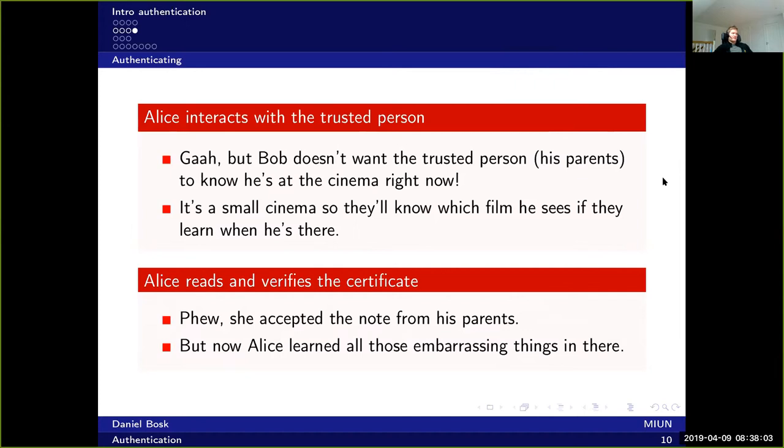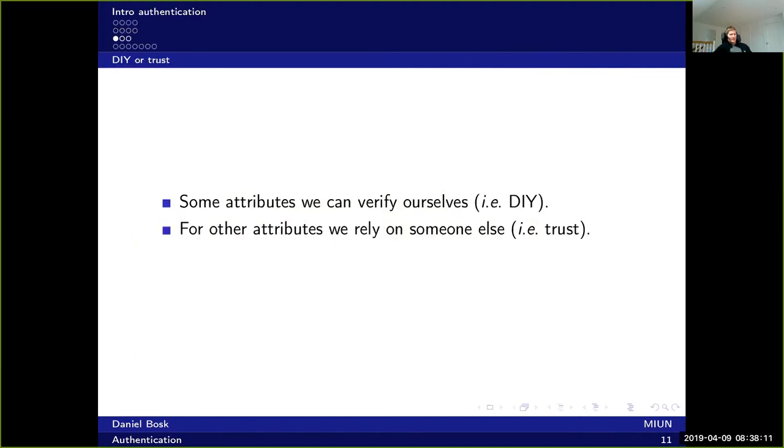So there are trade-offs between these two systems, and we'll get back to that later. Now, some attributes we can verify ourselves. So that is do it yourself, the title of this subsection. For other attributes, we simply need to rely on someone else, as we saw in the previous example.